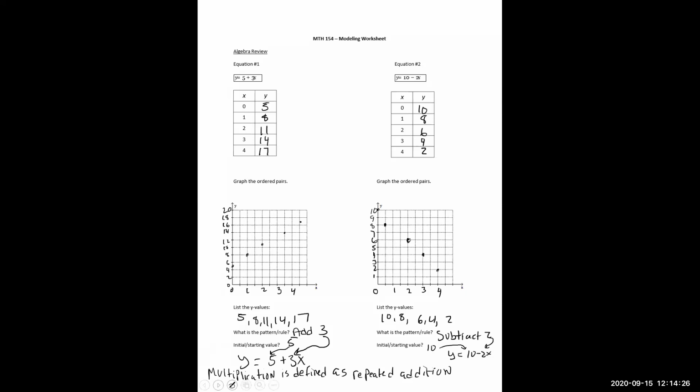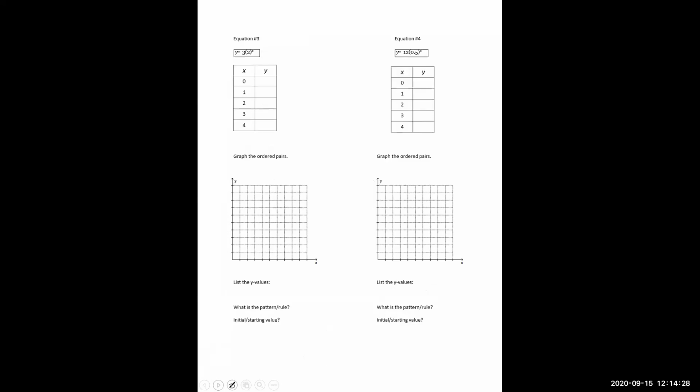Okay, so welcome back. So we're now going to move to page 2 here, equations 3 and 4. So I'll model with equation number 3 for you, just like I did on the front page. So we need to go ahead and fill in the table. So we have 3 times 2 to the x. So that's 3 times 2, whoops, not 20. Let's make that a 2.